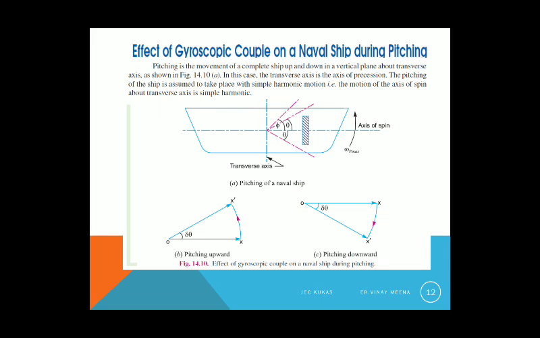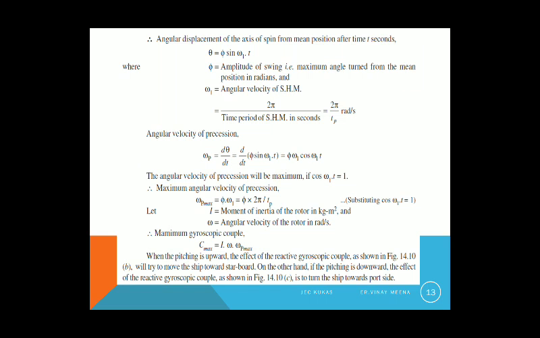Effect of gyroscopic couple on a naval ship during pitching. Pitching of the naval ship: pitching upward, pitching downward. Angular displacement of the axis of spin from the mean position after t time. Then omega_1 = 2 pi over T_P. Angular velocity of precession omega_P = phi omega_1 cos omega_1 t.